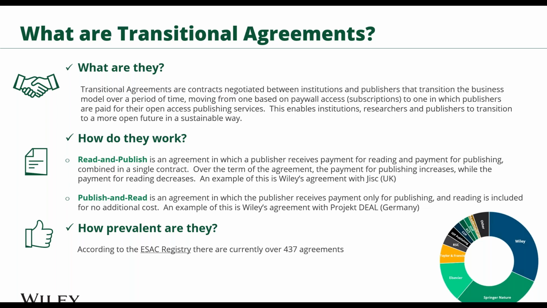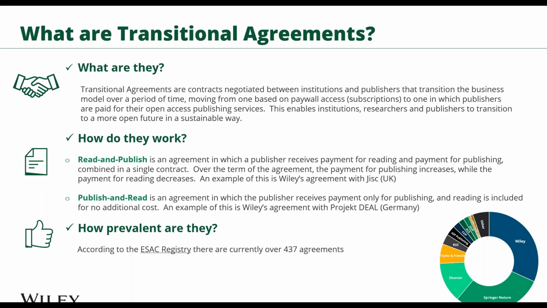So there's two types of transitional agreements, a read and publish or a publish and read. A read and publish is where a publisher receives payment for providing read access to their journals and a payment for publishing articles open access. And over the term of this agreement, the payment for publishing increases while the payment for reading decreases. So more and more of the money goes towards funding open access. An example of this is Wiley's agreement with JISC in the UK. This is the format of most transitional agreements that are being signed.